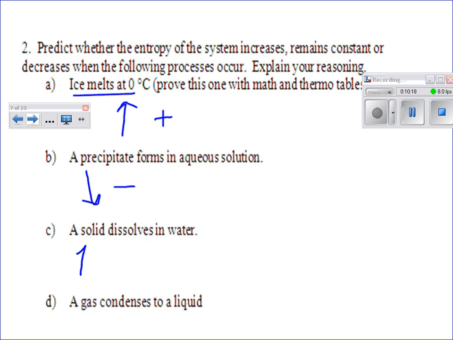Disorder increases, positive. A gas condenses to a liquid. Disorder decreases, negative.